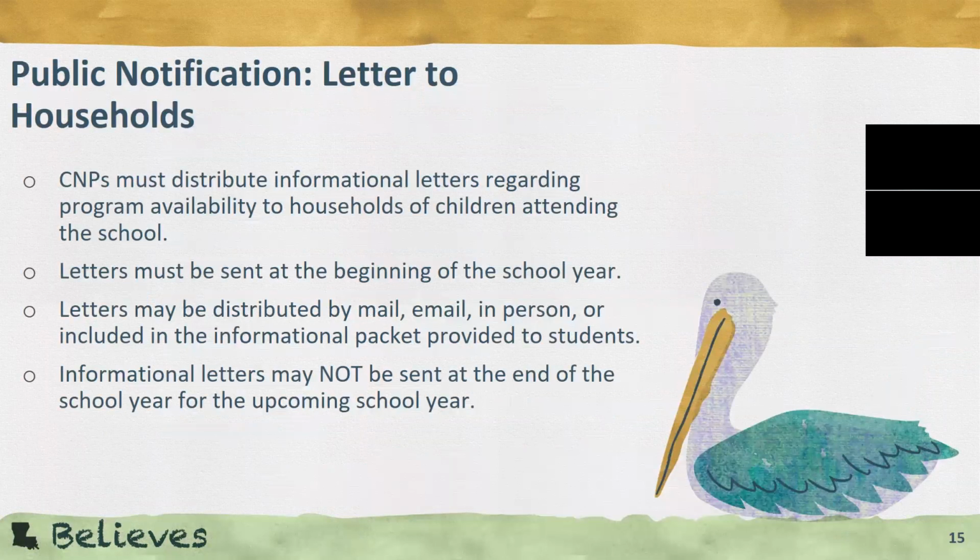Another method of public notification is informational letters that inform households of program availability. Informational letters must be distributed by schools at the beginning of the school year by mail, email, or in person. Letters cannot be sent at the end of the school year for the upcoming school year.